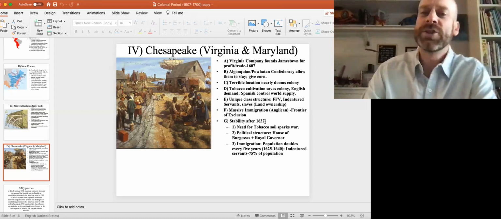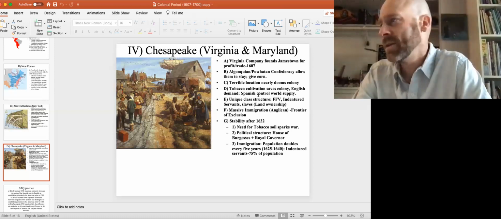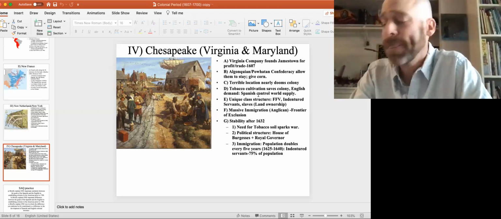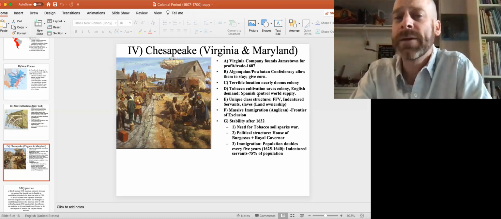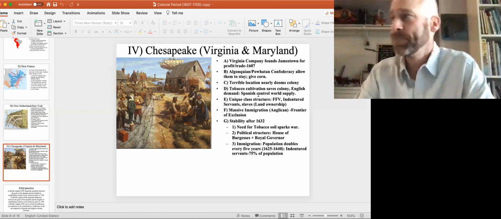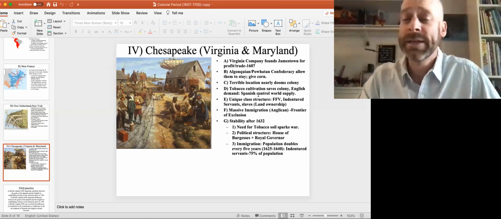Yay. So the Chesapeake. The Chesapeake is Virginia and Maryland. And I'm just going to hit the high points here. We don't need to go into incredible detail here. You guys read the book, I hope. So the Chesapeake is going to be the first colony, 1607, Jamestown. They built this colony in the worst possible place that one could build a colony.